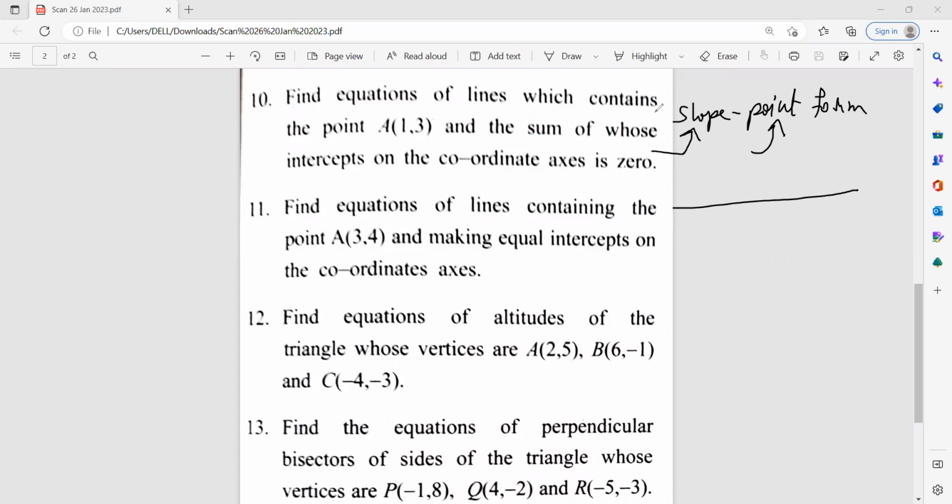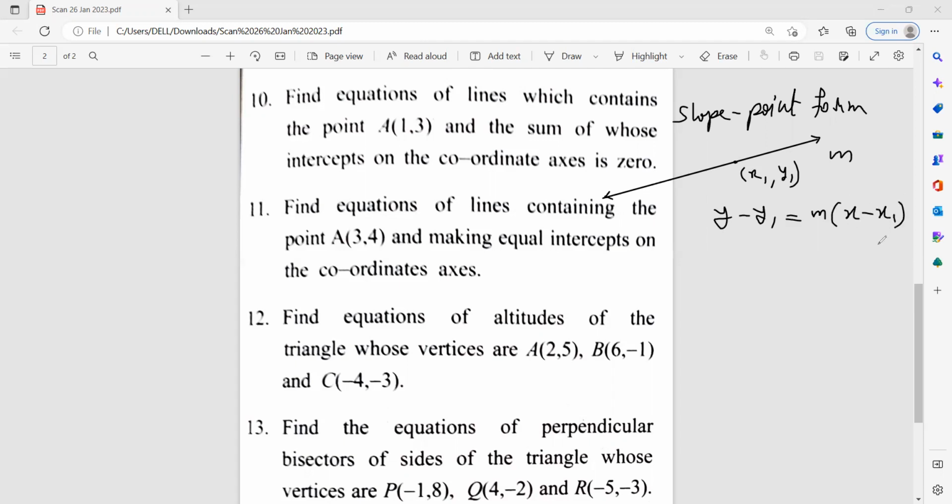So suppose you have a line, and for that line you are given the slope as m, and one point on the line is given, say x1, y1. Then we can write the equation of this line in slope point form, and that will be y minus y1, the y coordinate of the point, equals m into x minus x1, the x coordinate of the point.